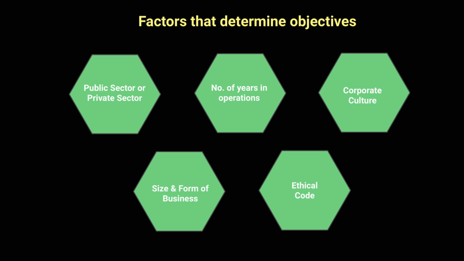Starting with first, determining whether you're a public or a private sector business. Of course, if you're a public sector business, you are run by the government and social welfare, and things like CSR would be part of your objective, as compared to a private sector business whose objective is to make profit, so profit maximization. Number of years in operation, as we saw in the previous slide, in the early years you will look to survive, and in the later years you can look towards growth or even increasing your market share.